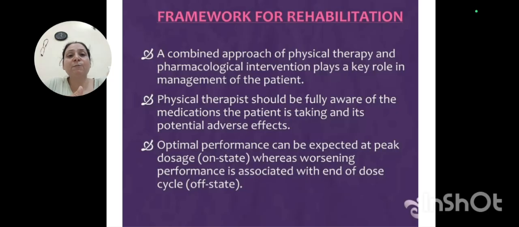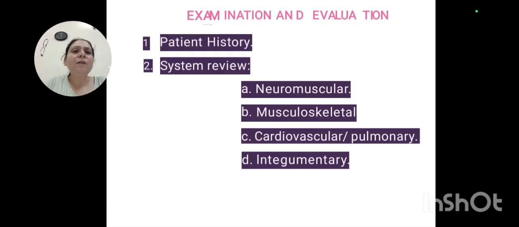So physical therapists play a very crucial role in maintaining a person's physical mobility, so that he can maintain his day-to-day activities. ADLs, we say, activities of daily living. Now, how does a PT evaluate, or how does a PT frame his treatment protocol? We have to go in for a detailed patient examination.